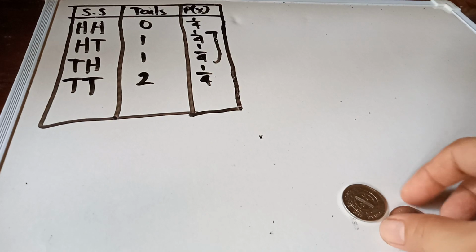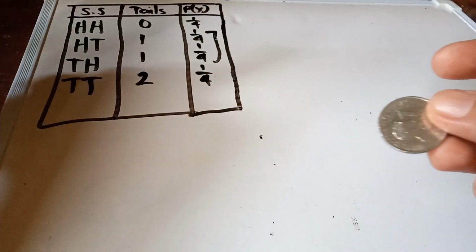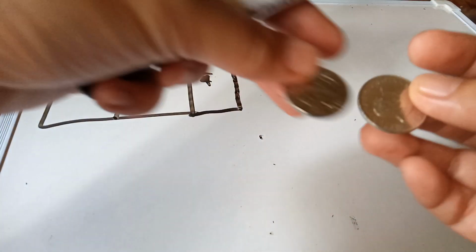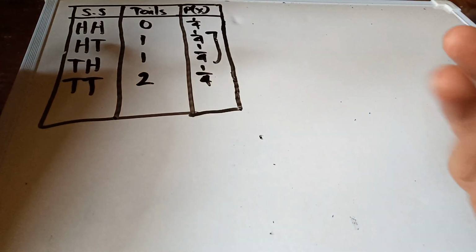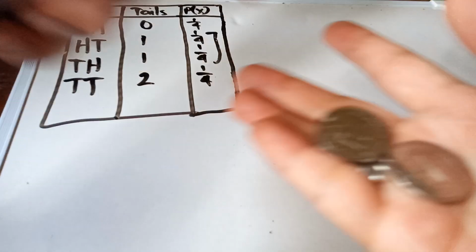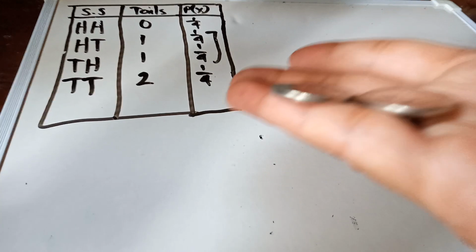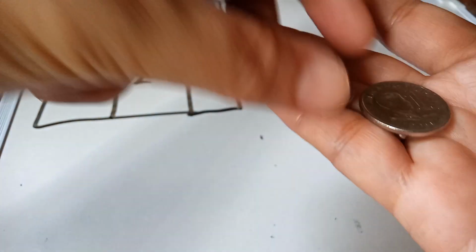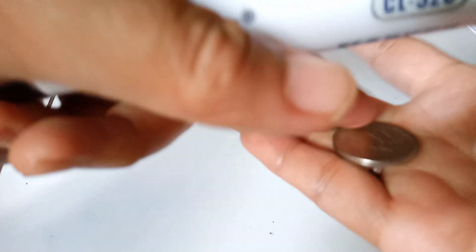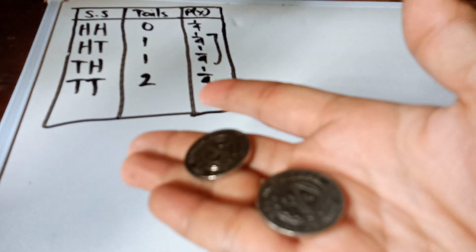Okay, if you see the output, we have the head and the tail. How many outcomes do we have? It can be head and head. It can be a tail and a head, or vice versa. Or a tail and a tail.